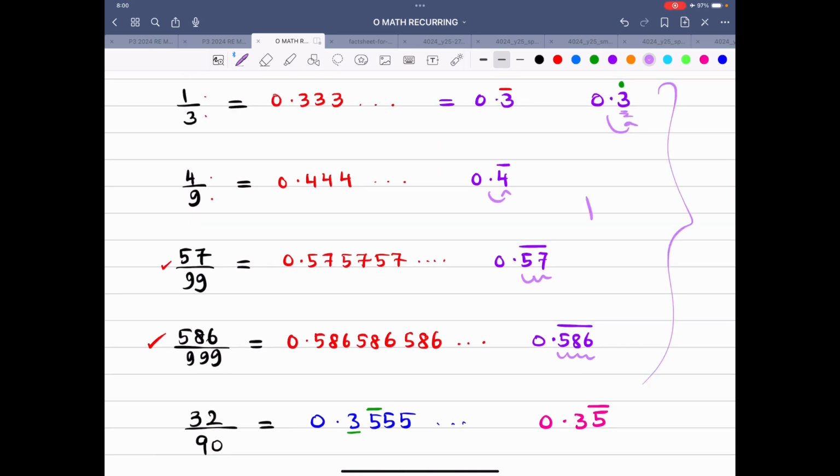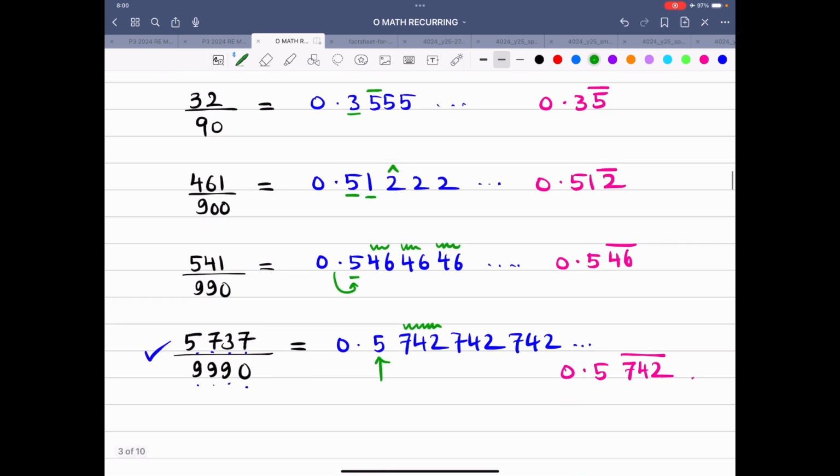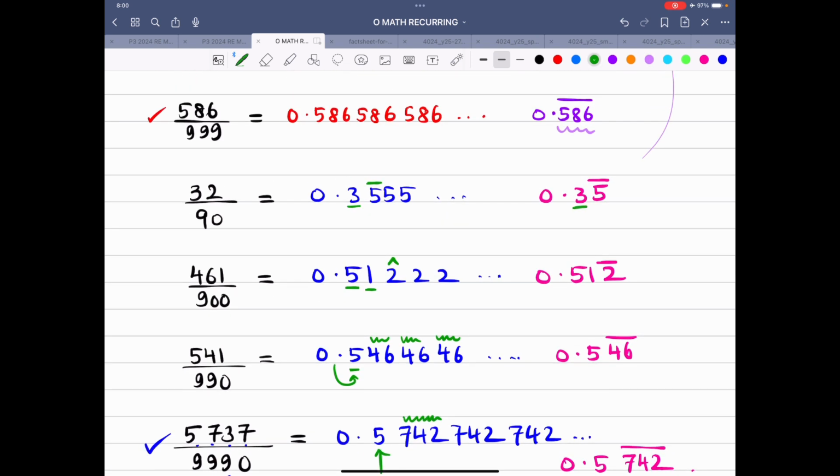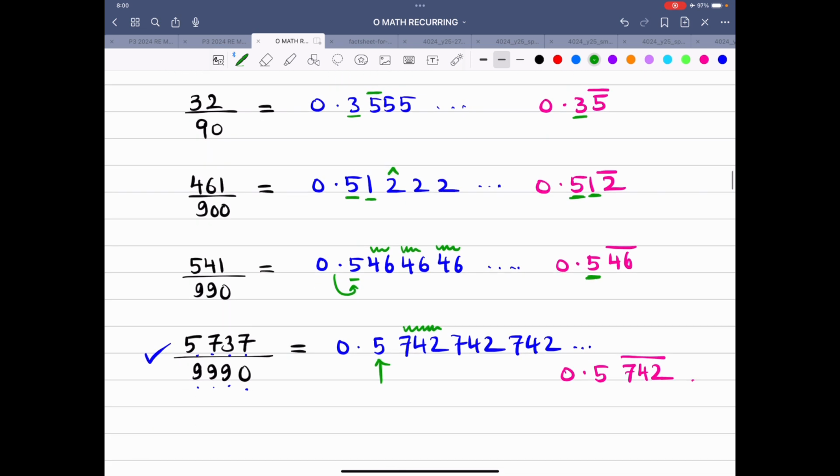These 4 examples are examples of pure recurring decimals. And what about the other 2? That is a combination of both. This digit is not repeating, this is not repeating, the 1 is also not repeating, this 5 is not repeating, this 5 is not repeating. So this is an example of a mixed recurring decimal.